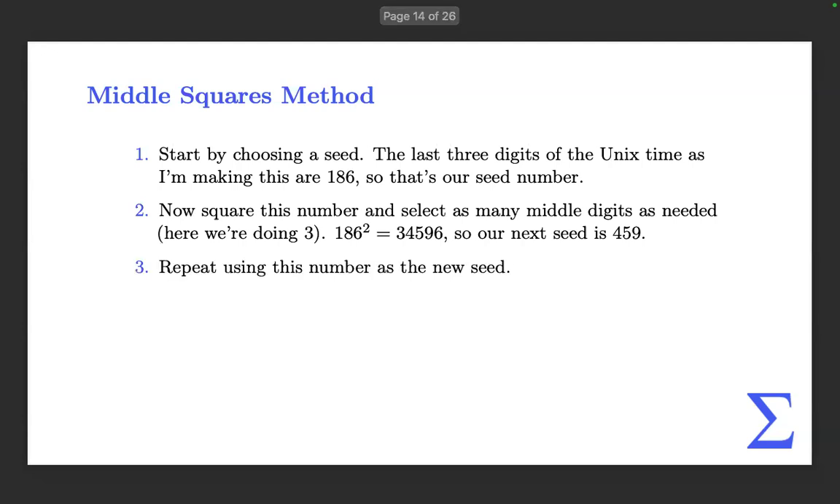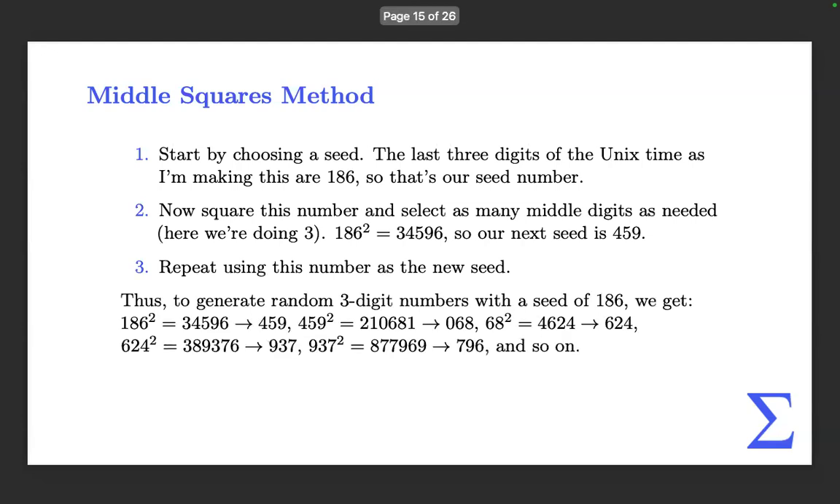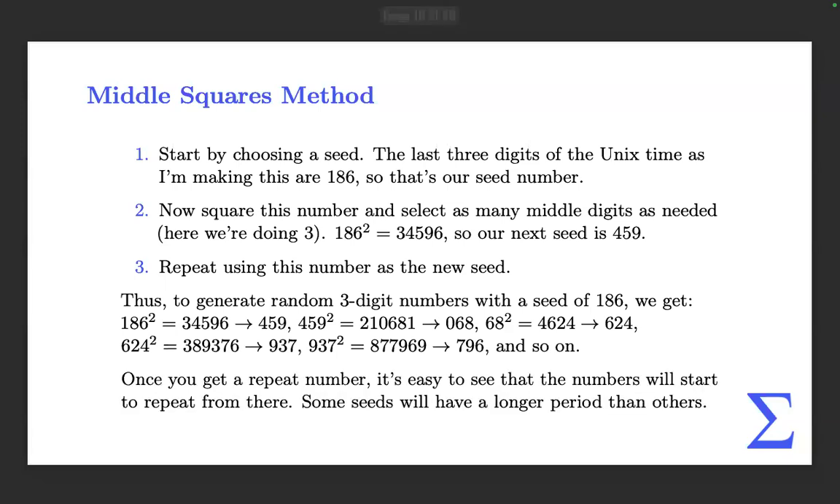You repeat this as many times as you want. Eventually, doing this, you get 459, then 68, then 624, then 937, 796, and so on. This is really great if you want to generate a bunch of random numbers quickly. But there is one downside, which I mentioned earlier: once you get a repeat number, it's easy to see that the cycle is going to start all over again from that repeat number.